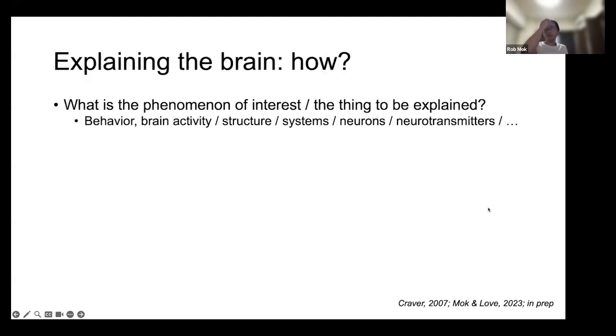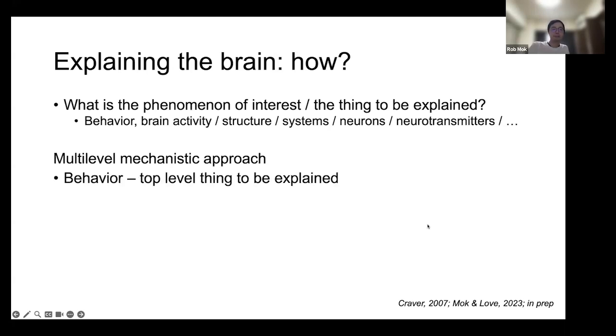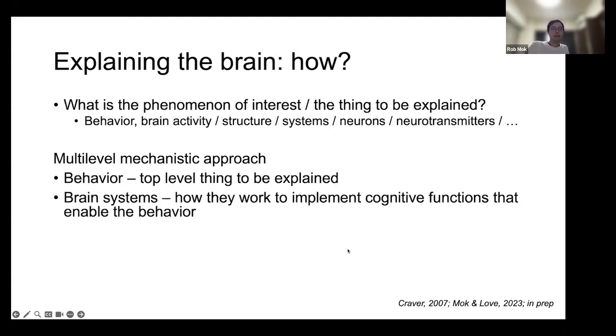So, kind of stepping back a little bit, what is it that we're interested in? There are various things that we want to explain, like behaviors and brain activity, some neural pattern of activity. And so one approach that we want to push is this multi-level approach. The idea is that behavior is the top-level thing to explain, and then the brain systems, various brain areas or brain neurons, work together to implement cognitive functions that enable this behavior.